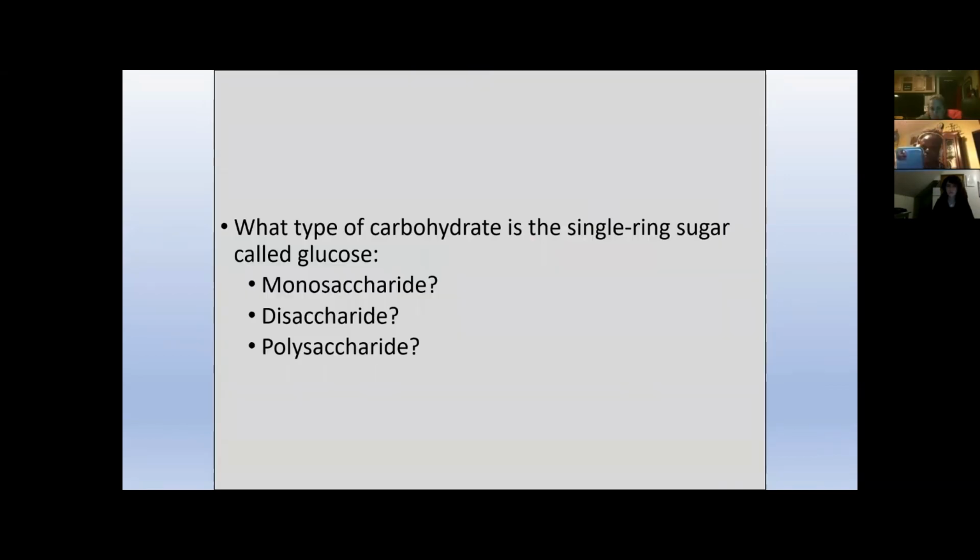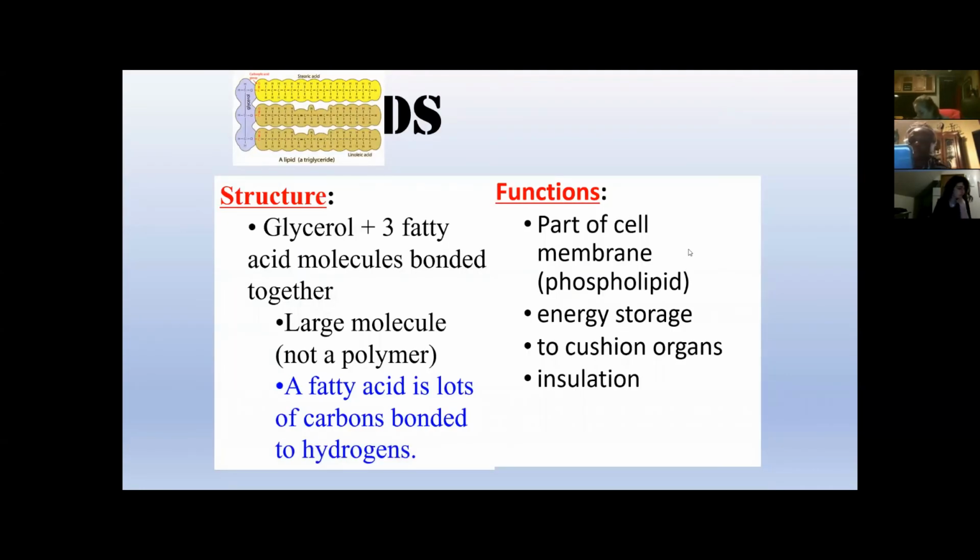What kind of carbohydrate is our single ring sugar? Glucose. Not monosaccharide. Yep. And the reason behind that is that's our smallest piece, right? And then our disaccharides are 2, and polysaccharides are the chains. Chains, yeah.